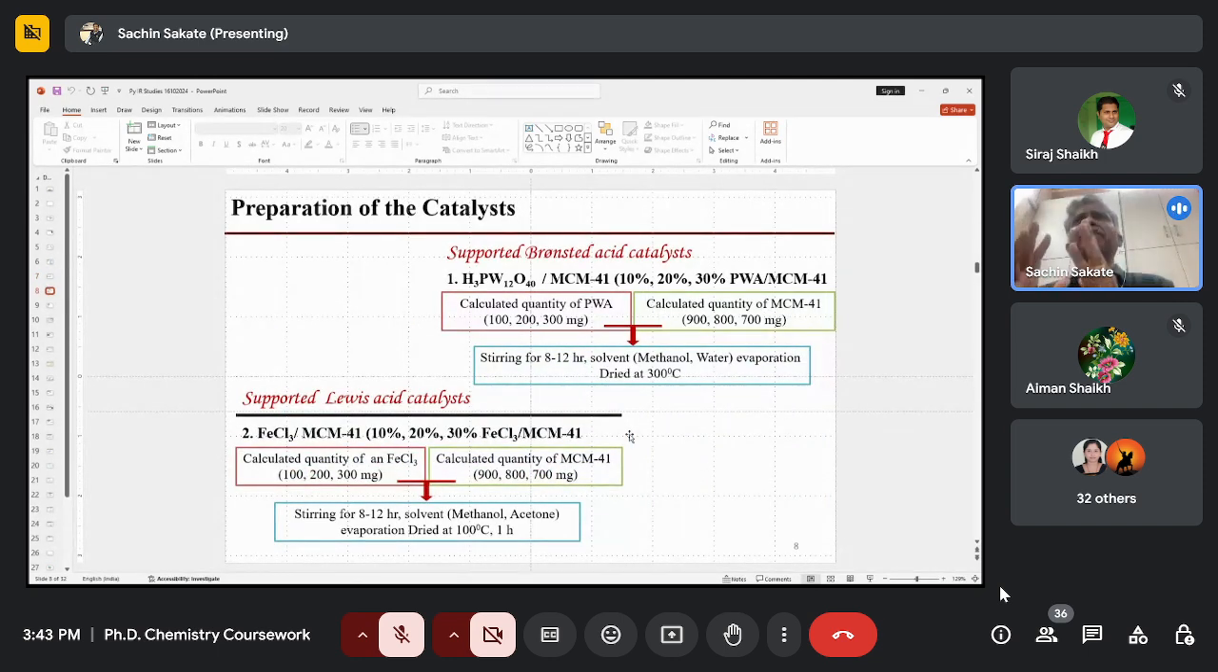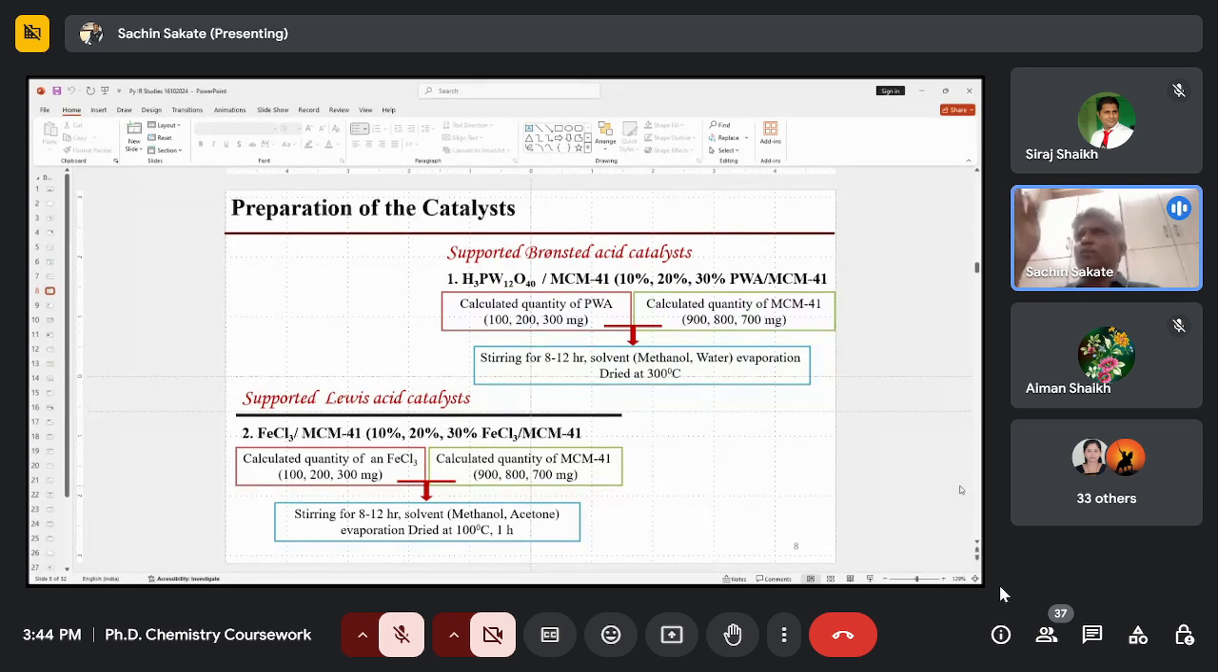Now, how are we preparing the catalyst? Simple preparation. We have prepared the support and we know the active species. One of the methods is for the preparation of supported Bronsted acid catalysts and supported Lewis acid catalysts. We are using heteropolyacid, that is phosphotungstic acid, and the support MCM41. I have prepared these catalysts with the wet impregnation method, which is already reported in the New Journal of Chemistry in 2017. You can search the papers.